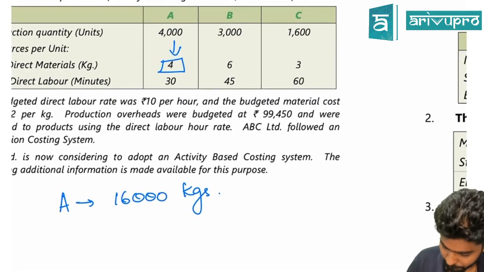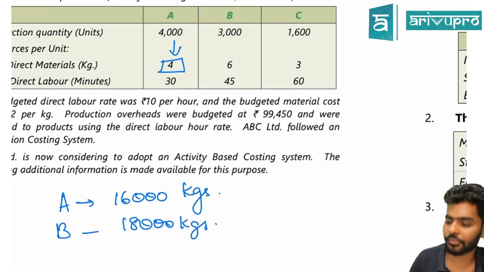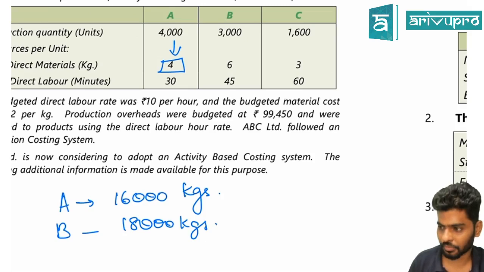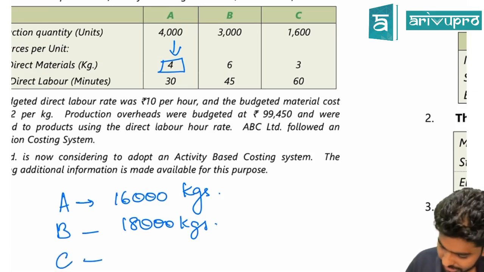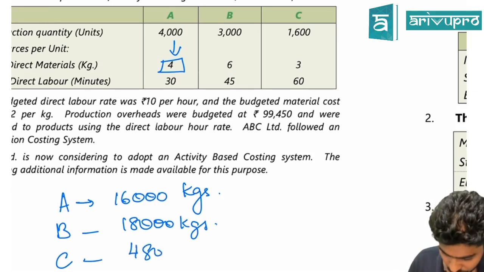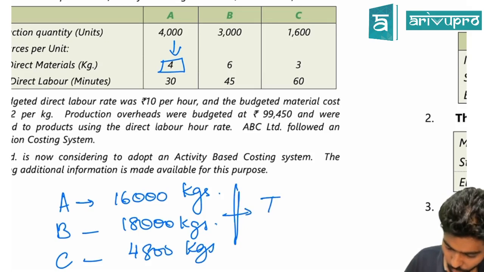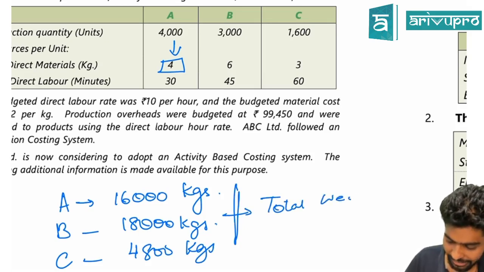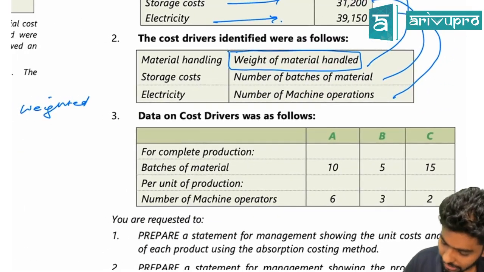Yeah. B will require 18,000 kgs. And C will require 1,600 into 8, 4,800 kgs. Are you clear? So this is the total weight handled. This is cost driver number 1. What is cost driver 2? Number of batches of material.